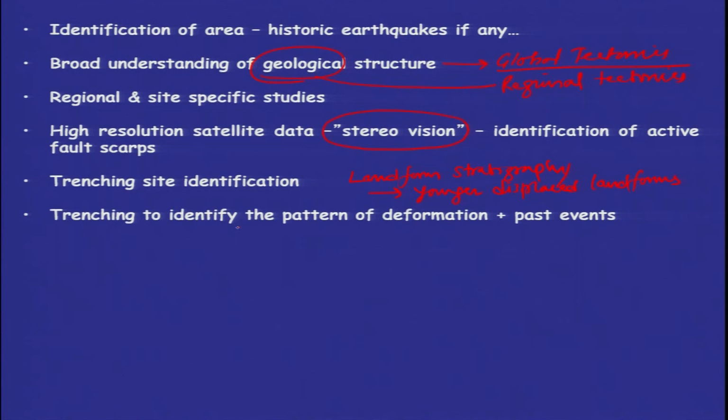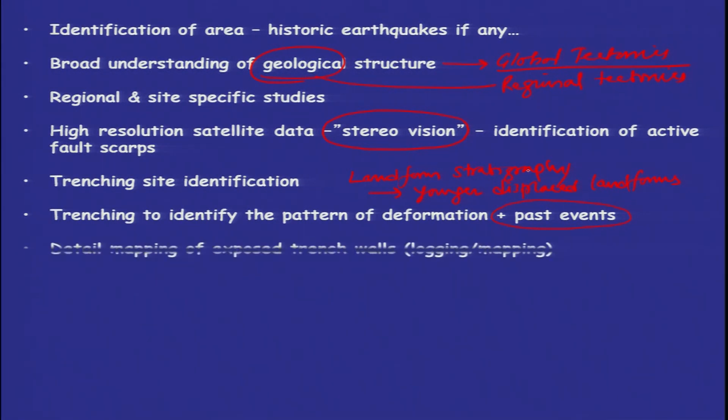So, trenching to identify the pattern of deformation and past earthquakes. So, what type of deformation has been seen? Of course, based on the understanding of the global and regional geological structures and the landforms, to some extent you will be able to understand what the pattern of deformation will be, either a reverse fault or thrust fault or strike slip fault. But along with this, the trenching will help you in identifying the signatures of the past earthquakes. So, now we are getting into the stratigraphy here. What we were talking about, the landforms and all that, is your geomorphology.